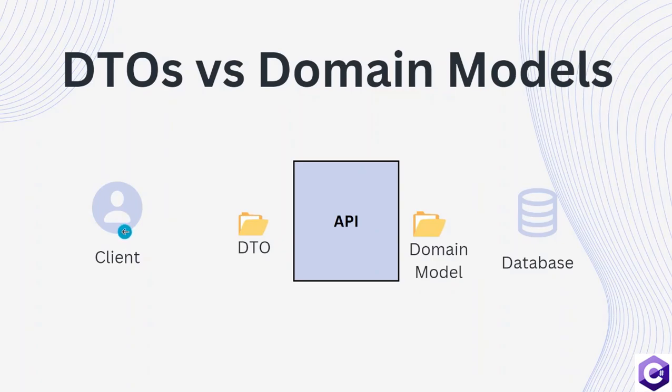If it is information coming from the client, for example, if the client wants to add a new resource, then we receive a DTO, which we then convert from DTO to domain model, and then we send the domain model using Entity Framework Core to the database. So that's how DTOs are used in the application, and that's how they differ from domain models.